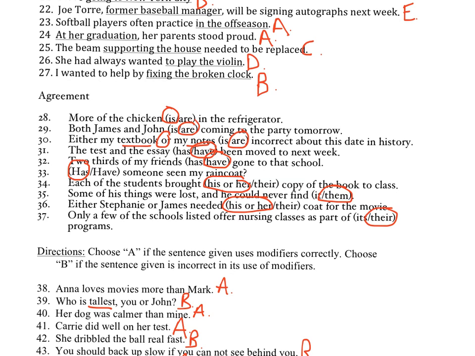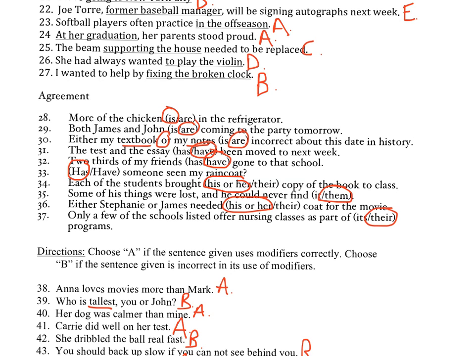Now, there are 6 indefinite pronouns that can be singular or plural. All, any, more, most, none, or some. So we have more here, and that's one of those. How do I know more is singular? Well, it refers to chicken, and chicken is singular. So more of the chicken is in the refrigerator. If I said more of the chickens, I would say more of the chickens are in the refrigerator. So when you have all, any, more, most, none, or some, you look at the object of the prepositional phrase following.